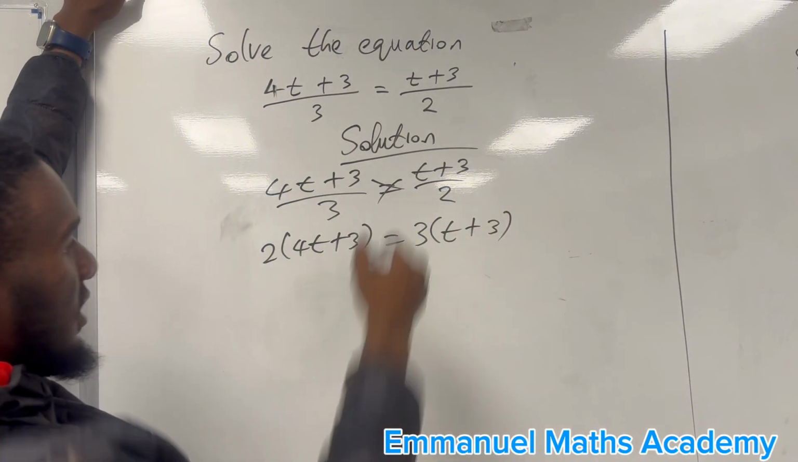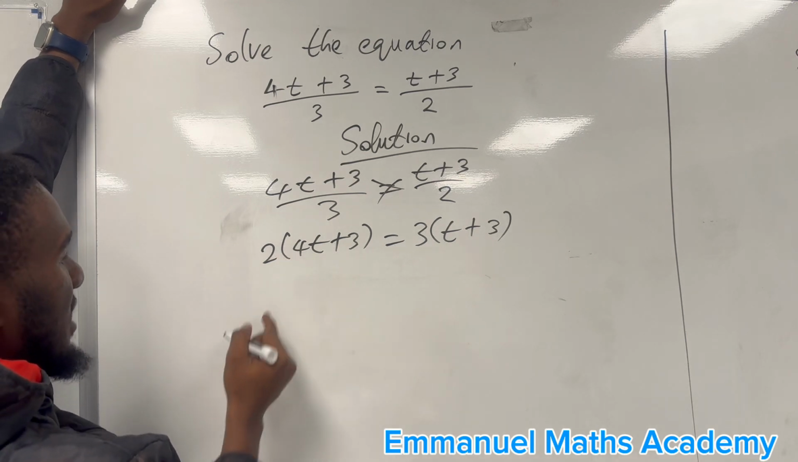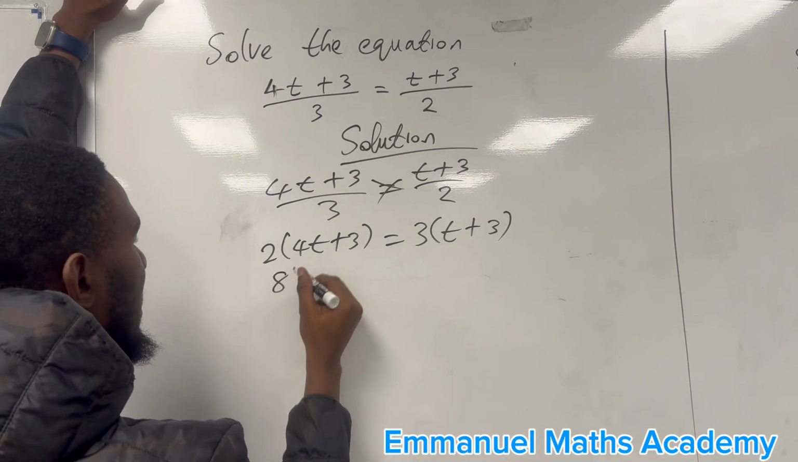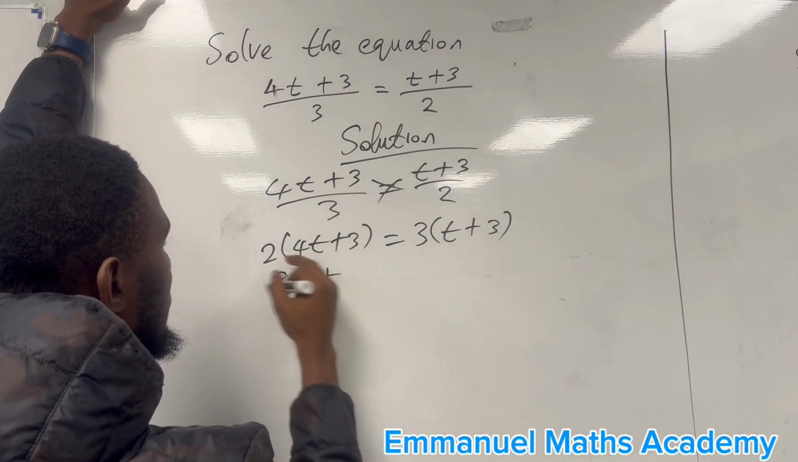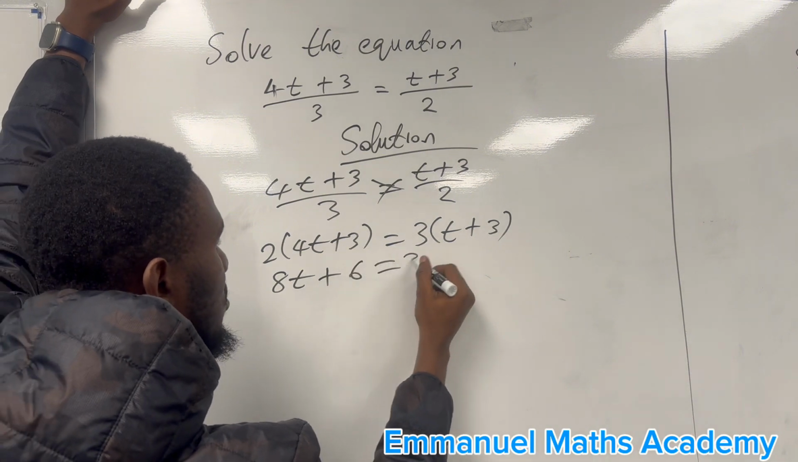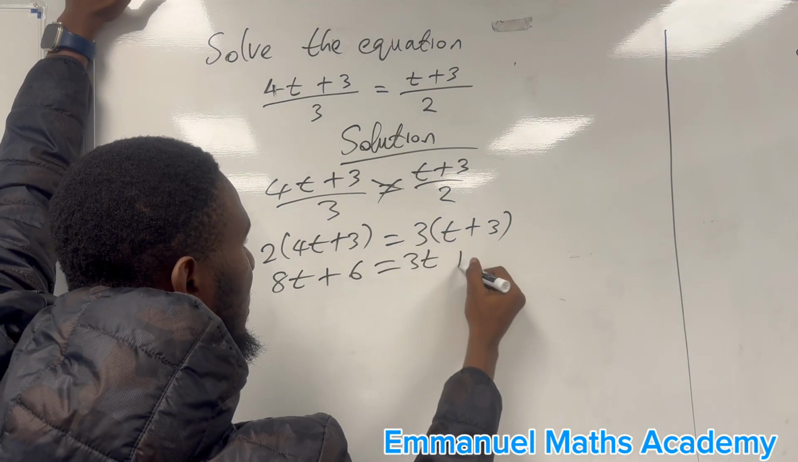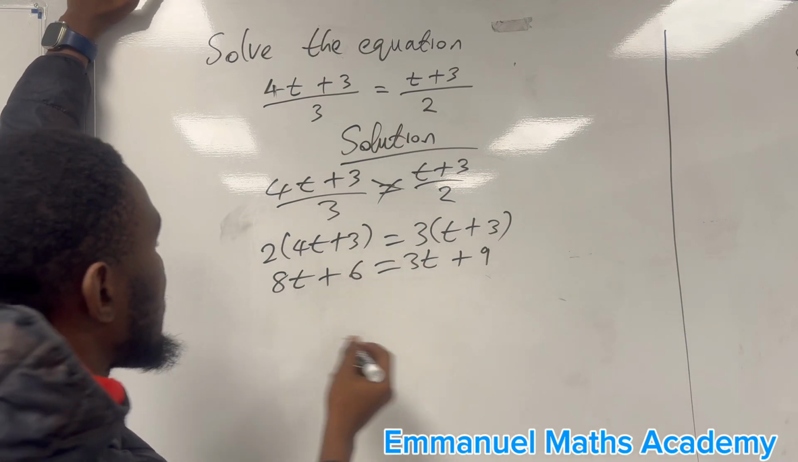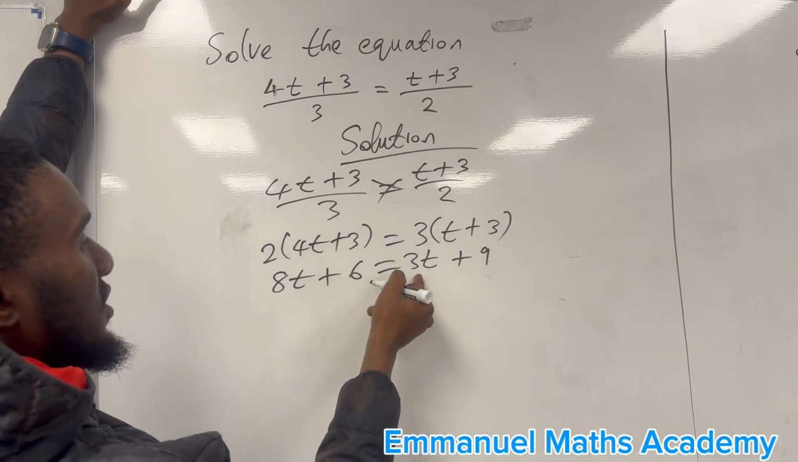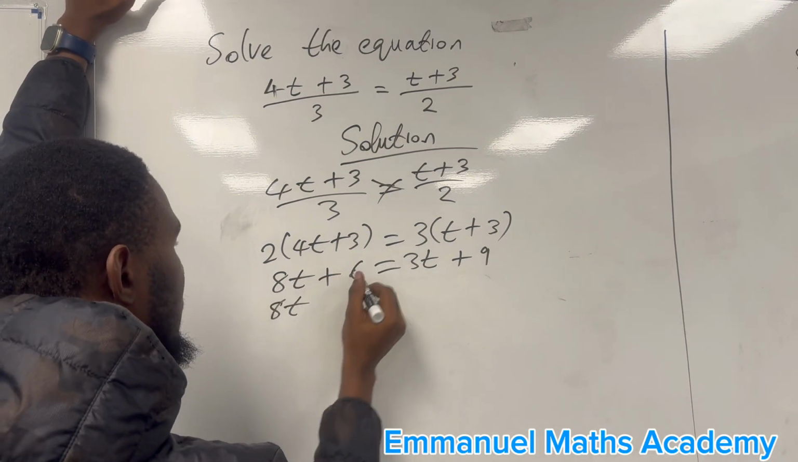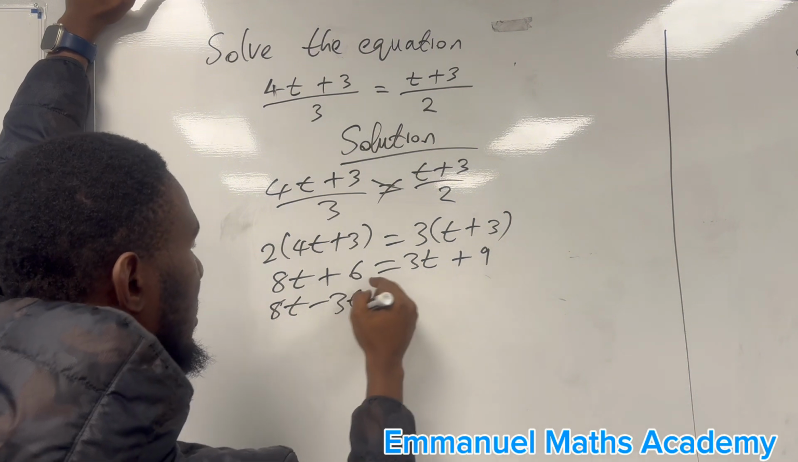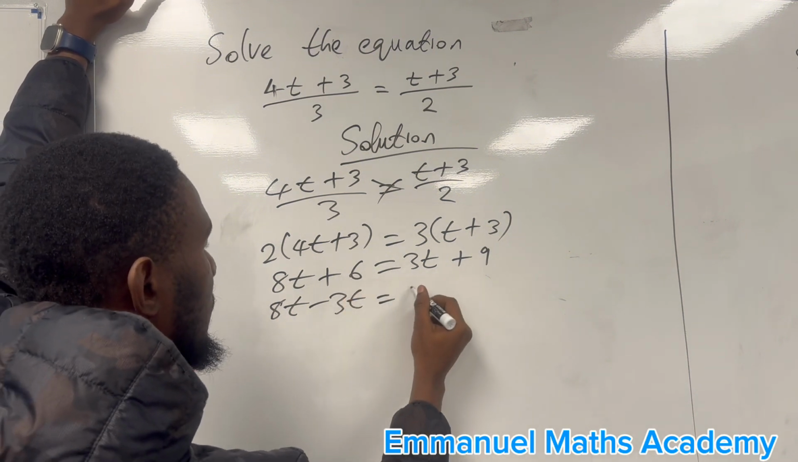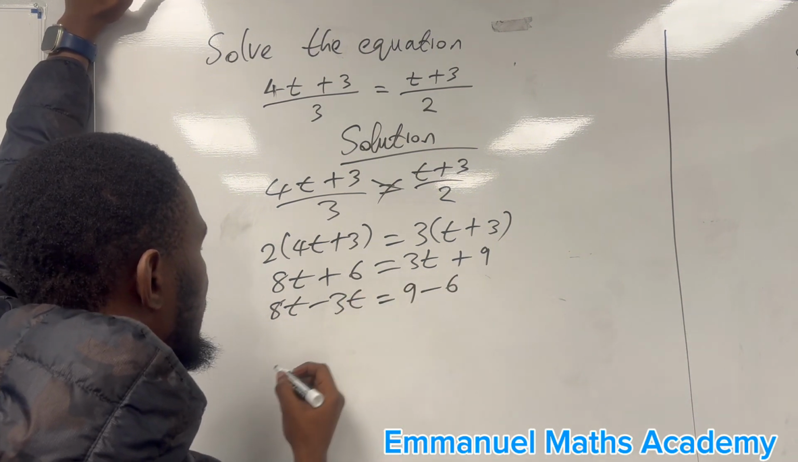You distribute. If you distribute, 2 times 4t will give you 8t, plus 2 times 3 will give you 6, equal to 3 times t will give you 3t, 3 times 3 will give you 9. Then you collect like terms. If you collect like terms, this will come to this side. You have 8t minus 3t equal to 9 minus 6.